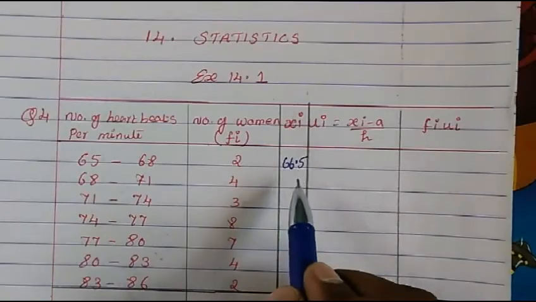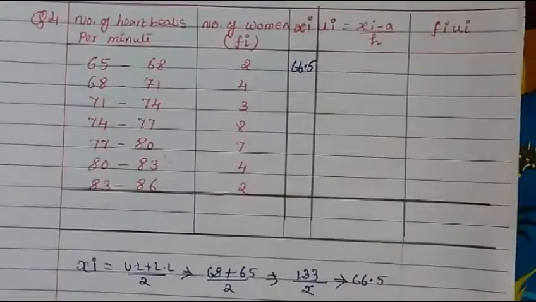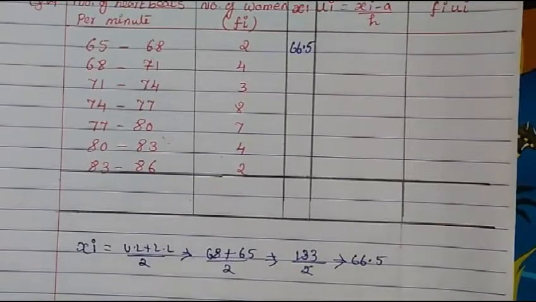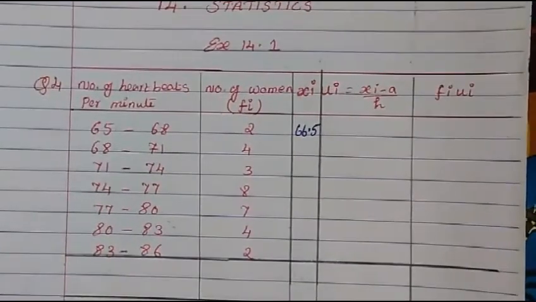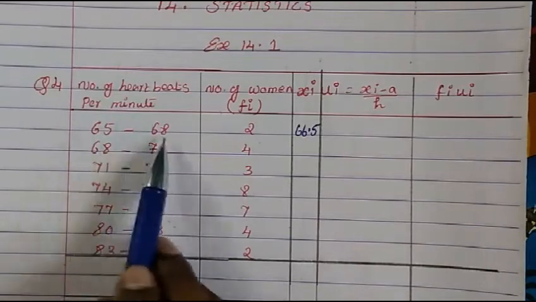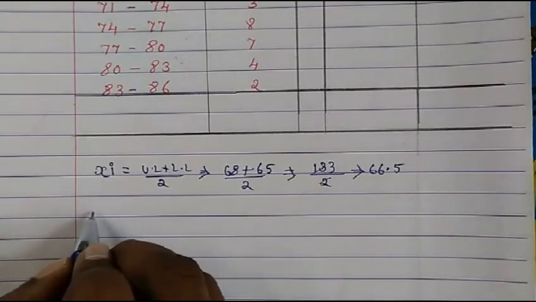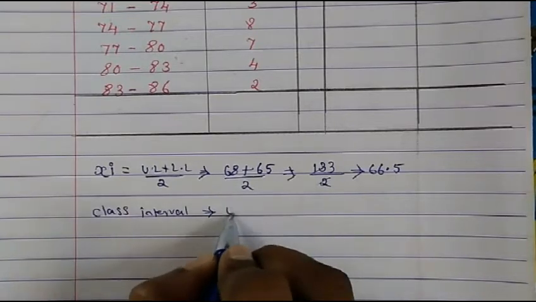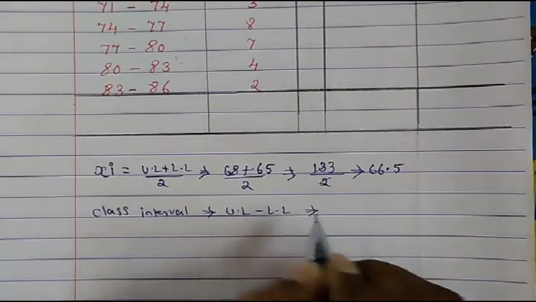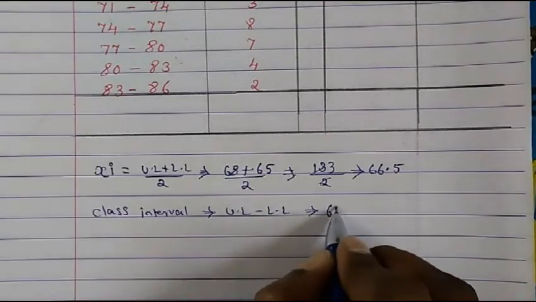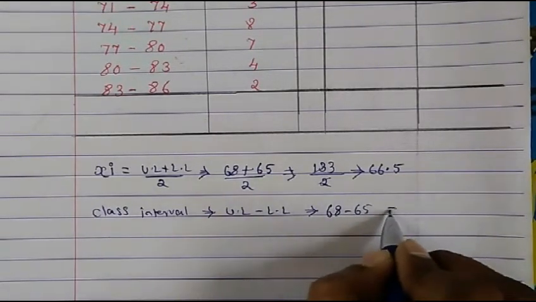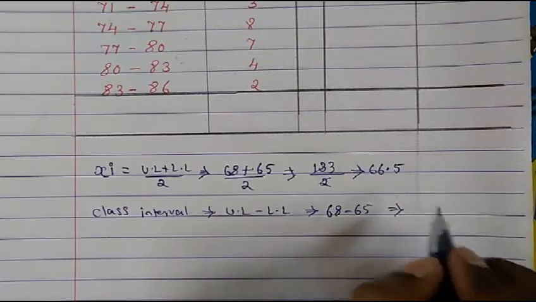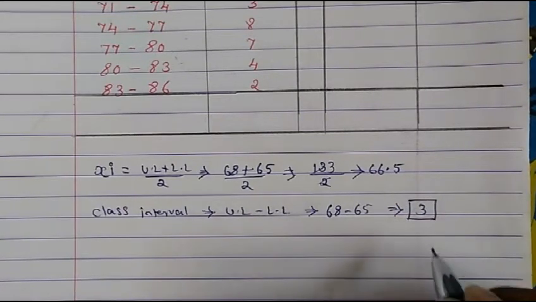Once you get the first step, the shortcut is, instead of doing each one this way, you can find them directly. That is, find the class interval. I also told you in the introduction how to find the class interval. Class interval means the difference, upper limit minus lower limit. The upper limit is 68, the lower limit is 65, so 68 minus 65 will give us 3. So this is the class interval.